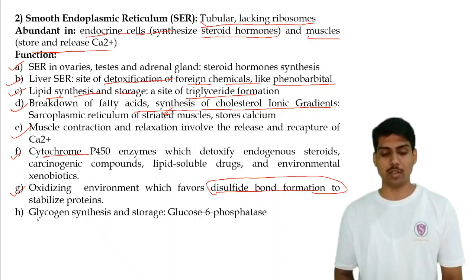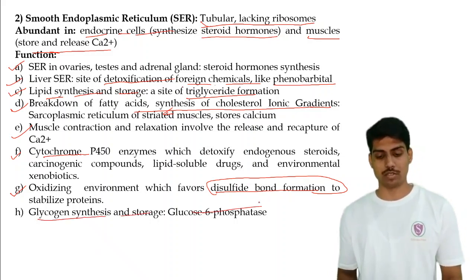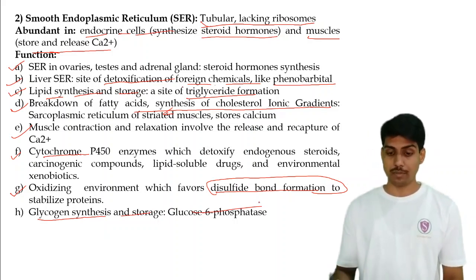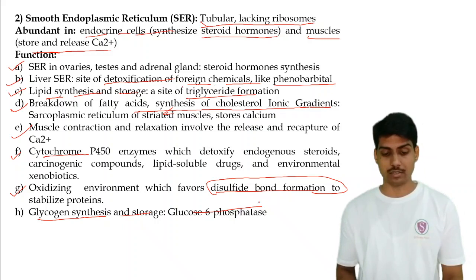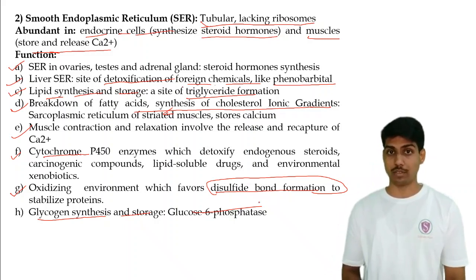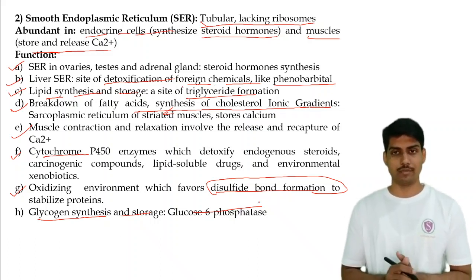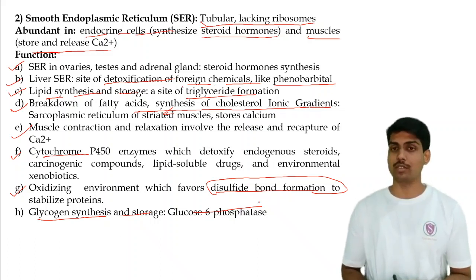Next is glycogen synthesis and storage. Okay, so the glucose 6 phosphatase enzyme is actually present inside the smooth endoplasmic reticulum. So that's why glycogen synthesis and storage is a function of the smooth endoplasmic reticulum.